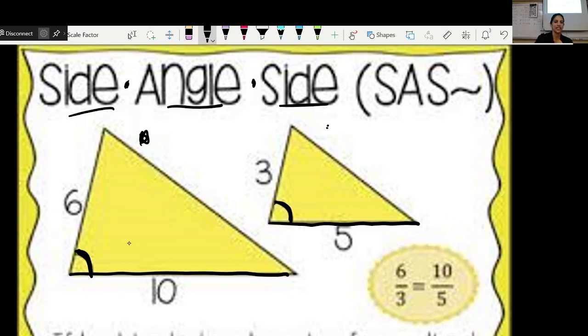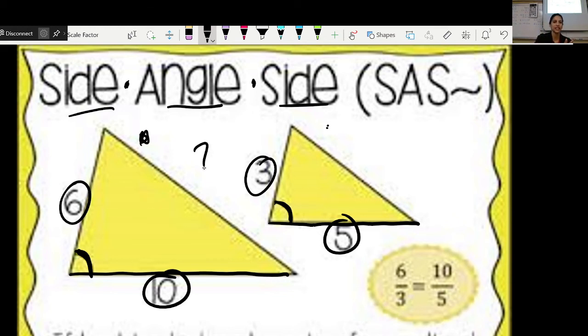If this is 6 and 10 and this is 3 and 5, what's the relationship? What is the small one compared to the larger one? Kira? Good, it's basically half of the length, right? So if we knew this side here, I could just take it and divide it by 2 to figure out this side here. So in similar triangles, if we know there's a side angle side relationship between them, we can use that to come up with the measurements of the missing sides.